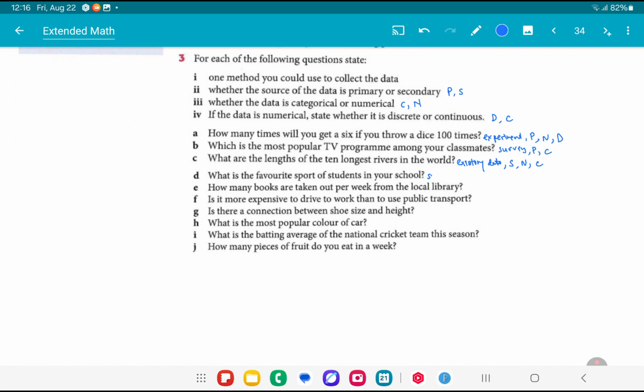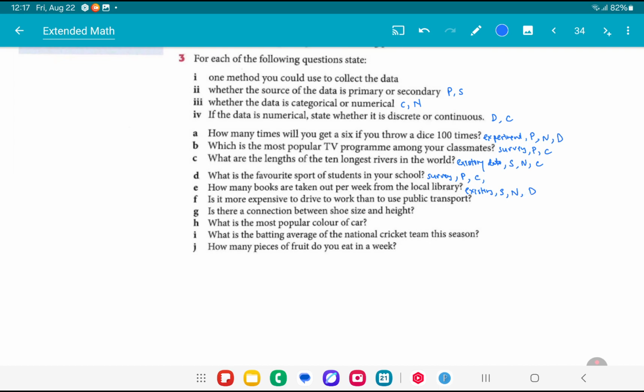For question D, what is the favorite sport of students in your school? This one we will use a survey method, and we are asking directly, so this one is a primary data, and not a value, so categorical. For question E, how many books are taken out per week from the local library? So we will ask the librarian, so we are using the existing data. We are not counting by ourselves, this one is secondary data, and the value is numerical data, and this one is discrete.